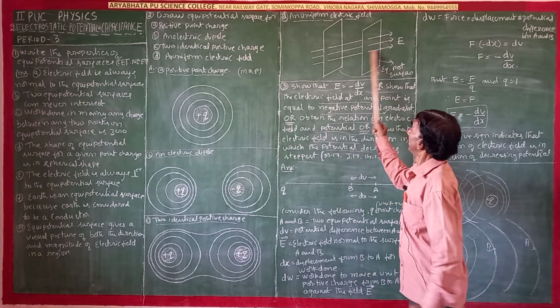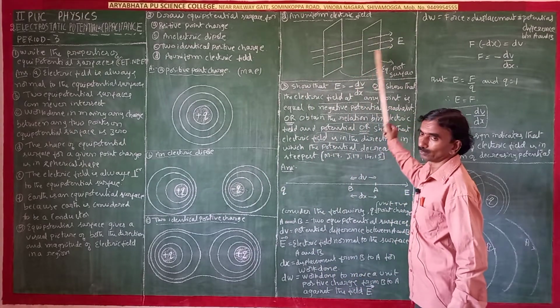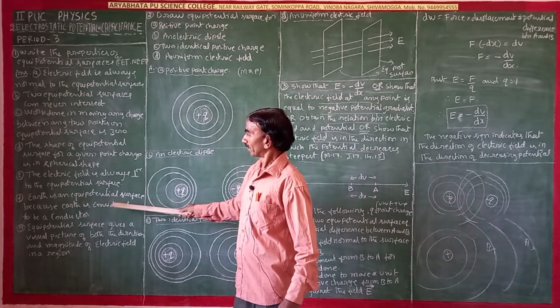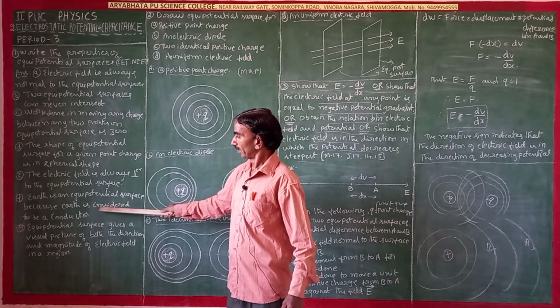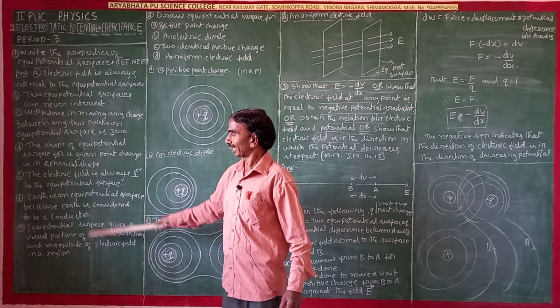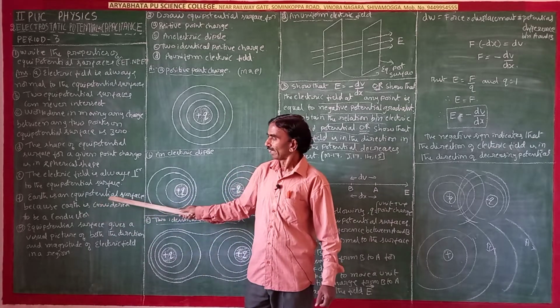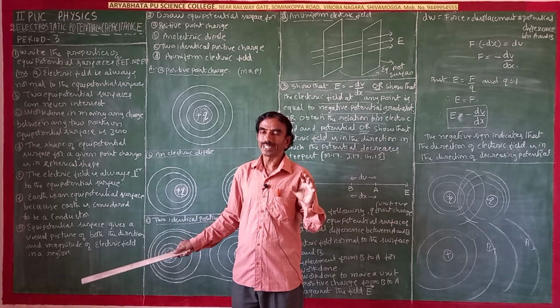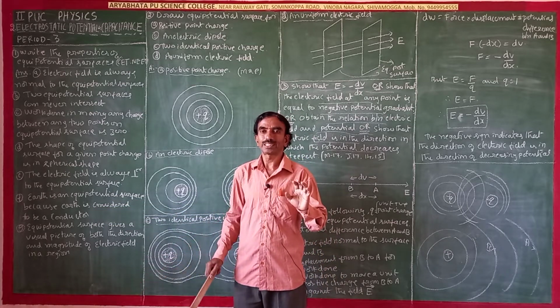The electric field is always perpendicular to the equipotential surface. Earth is an equipotential surface because Earth is considered to be a conductor. The whole Earth is just like a conductor.